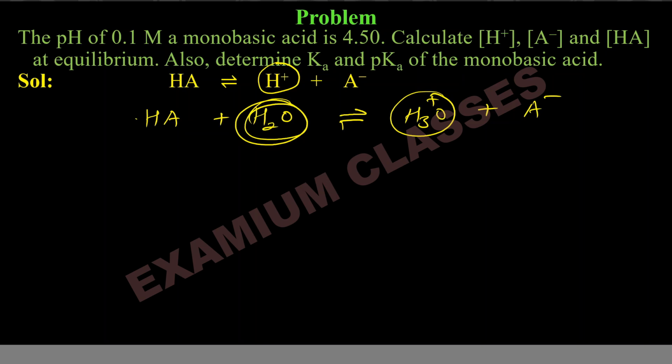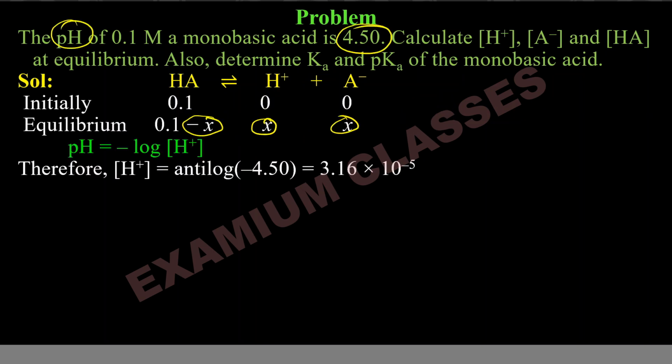So pH will be minus log H ion concentration. Therefore, H ion concentration will be the anti-log of pH. Right? pH is given, so from here I can get the H ion concentration. And this value will either be given in your exam or you will be provided anti-logarithmic tables. H ion concentration and anion concentration are the same, both are x. So the moment you get the H ion concentration, the same will be the anion concentration.